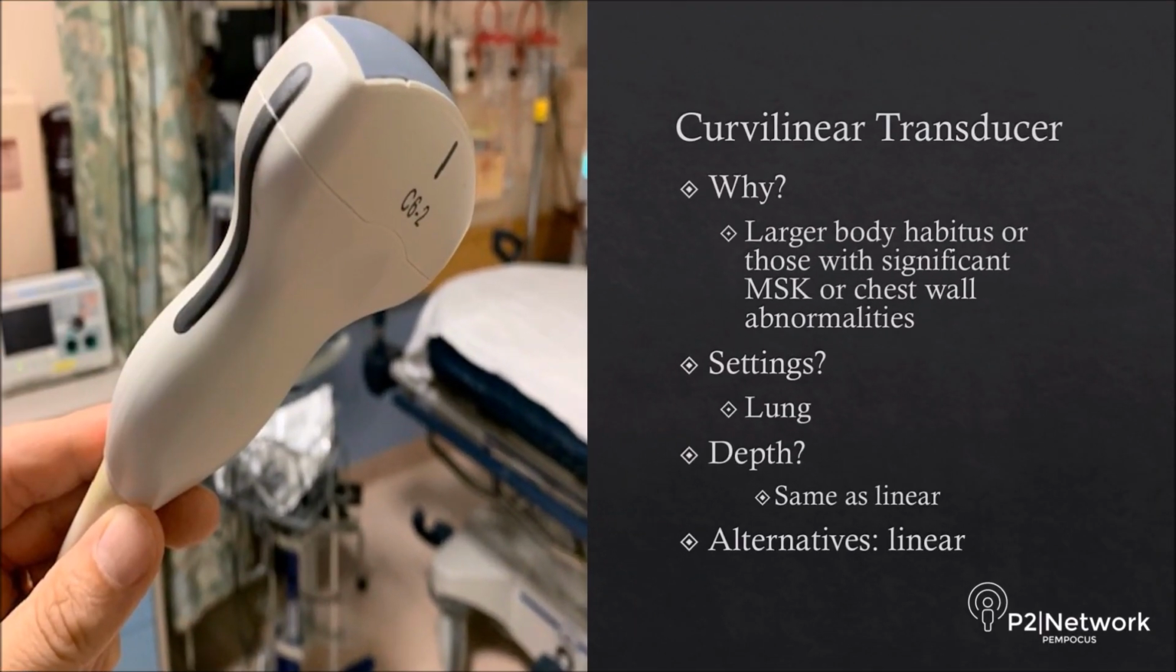The other commonly used transducer for lung ultrasound in pediatrics is the curvilinear transducer. And that again is used in patients with a larger body habitus or those with significant MSK or chest wall abnormalities that a linear probe might be harder to navigate. Again, you could use any standard lung setting on this transducer. And again, you're trying to get the same depth as the linear probe, which is right at the pleural line, because that's where you're going to see most of the pathology.